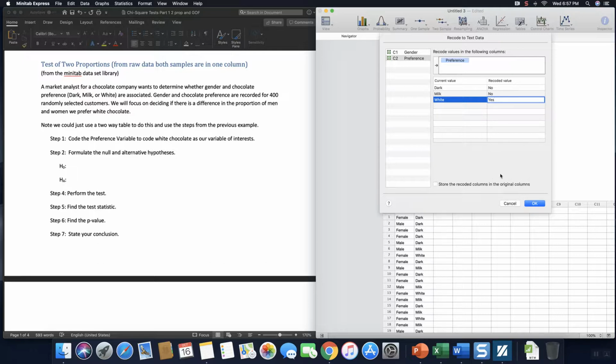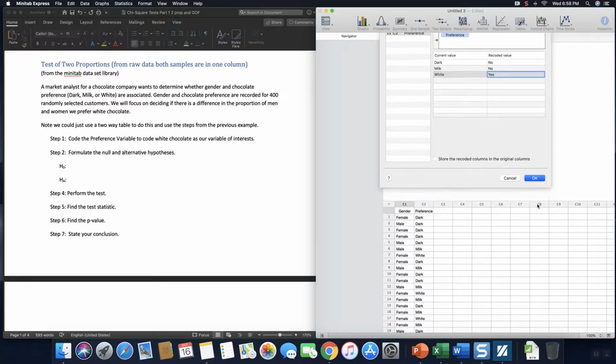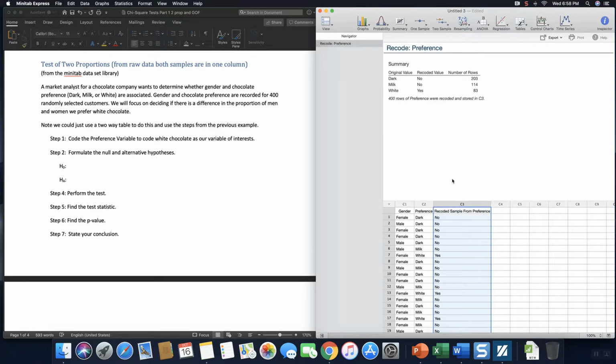Yep, so this is just going to create me a new column at the end of my document. So there's my new recode. Always double check your recode to make sure your no's line up because we want them to look the same so that Minitab thinks they are a part of the same value.